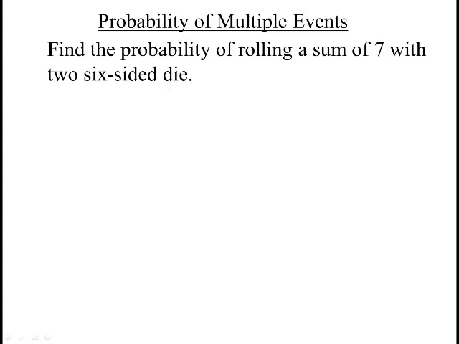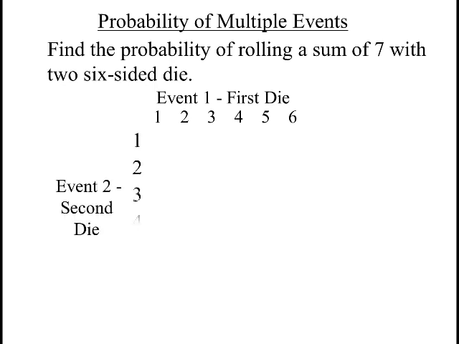So now we're moving into something else called an array, and this is a perfect type of problem where you'd want to use an array, because you have 2 events. You're rolling 2 dice, and even though you might be rolling them at the same time, it's still considered 2 events. So you've got the first die, you can roll a 1 through 6, and the second die you can roll a 1 through 6.